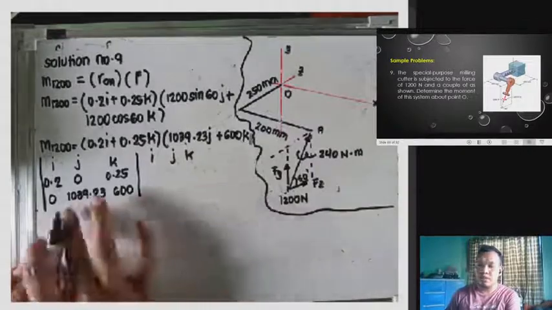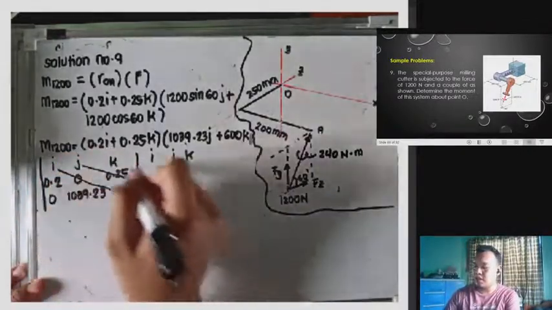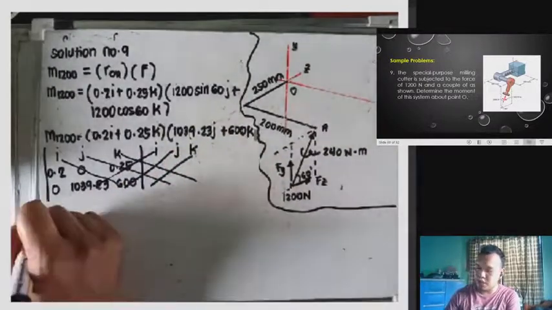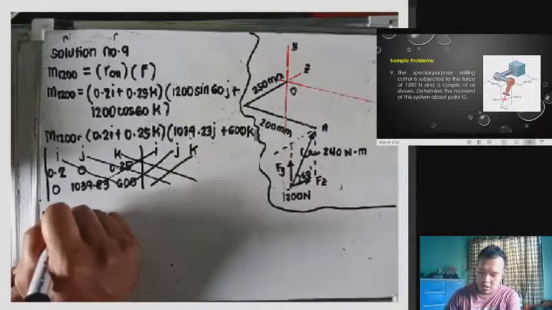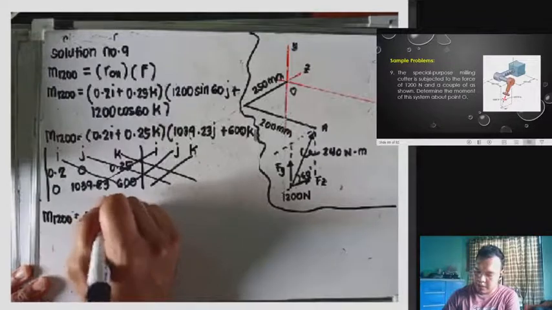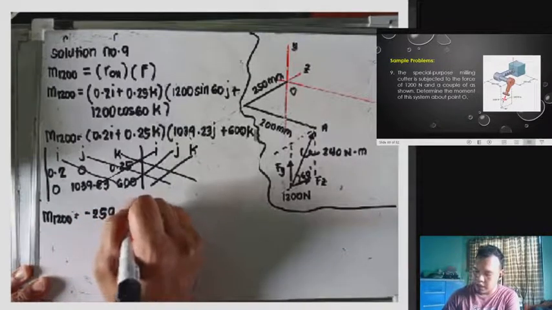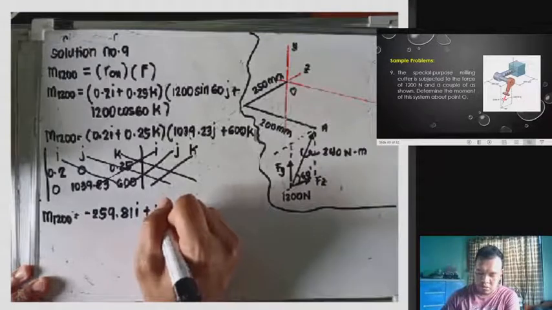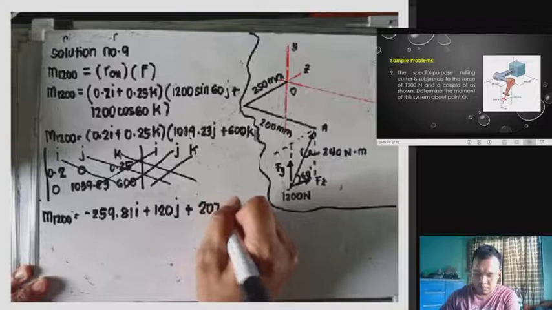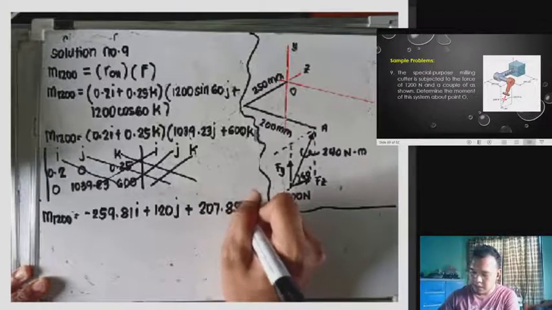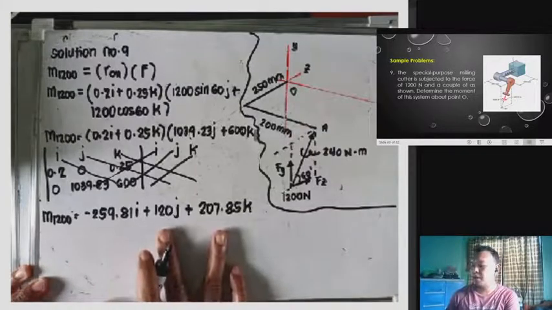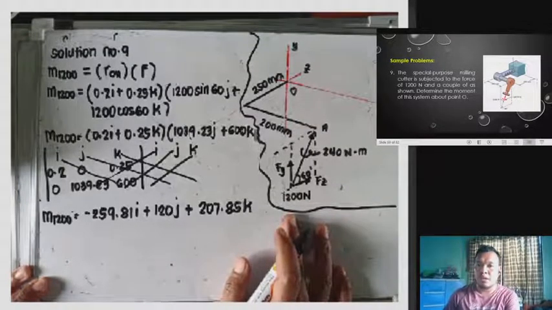Okay, so since kabisado nyo na rin yan, cross multiply lang. So, lalabas po doon sa equation natin, we have M, 1,200 is equivalent kay negative 259.81i plus 120j plus 207.85k. So, ito po is vector component ng moment ng 1,200 pa lang po, no?